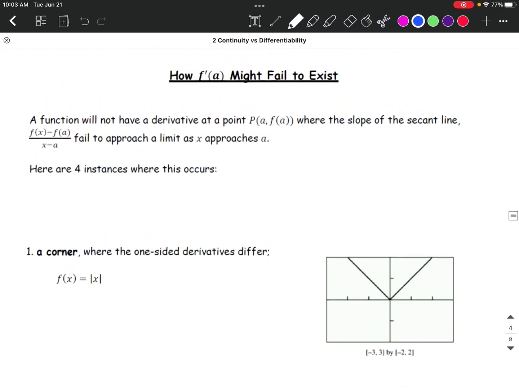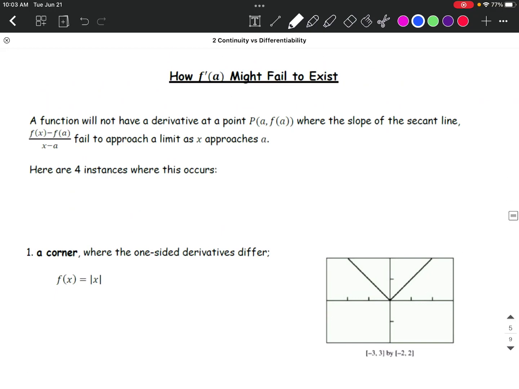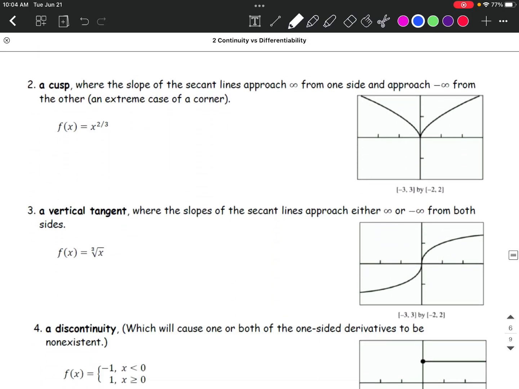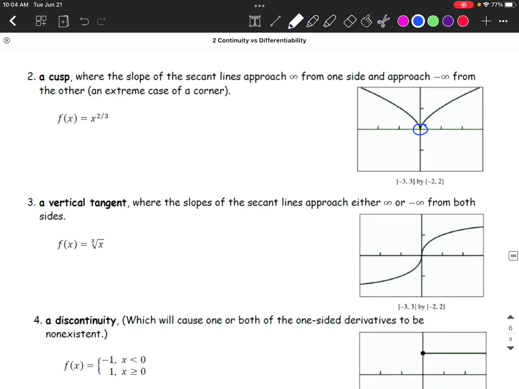And here are a few more examples of how the derivative might fail to exist. The first one is when you have a corner, and that's the absolute value of x. It's the perfect example of a continuous function with a sharp corner where the derivative does not exist at 0. Not differentiable at x equals 0 where it has the corner. Another one is when we have a cusp. So here's an example, f of x equals x to the 2/3. Again, right here at x equals 0, it's not differentiable. Another one is where you have a vertical tangent, because what is the slope of a vertical line?